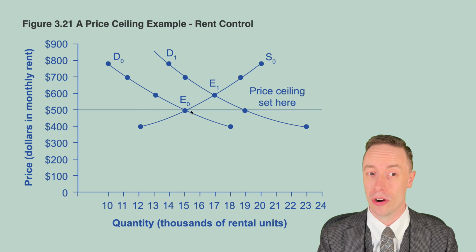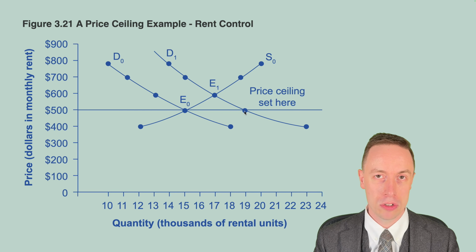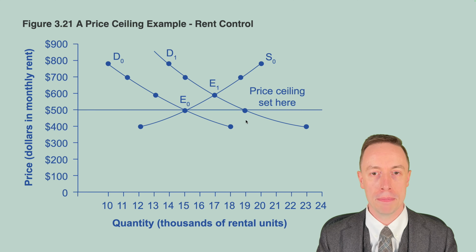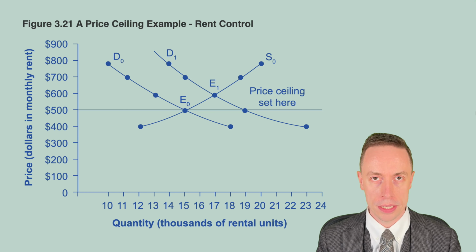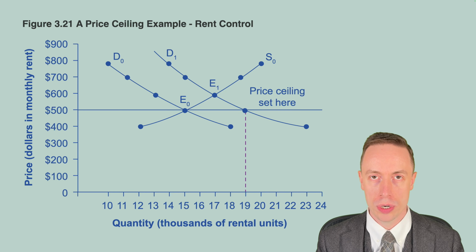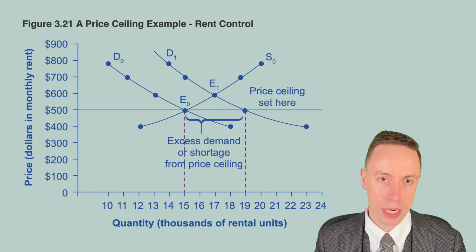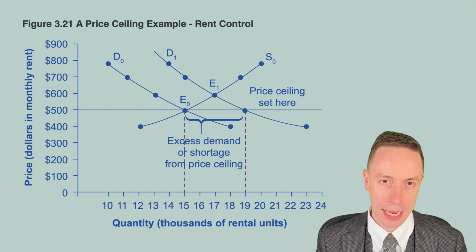But the demand curve is at a whole new place. So at that same $500 price, we now have 19,000 people who want to live in those apartments. That's not an equilibrium. Quantities demanded and supplied aren't in balance. And as you know from a previous module, when the quantity demanded exceeds the quantity supplied, we refer to the result as a shortage, or sometimes excess demand.